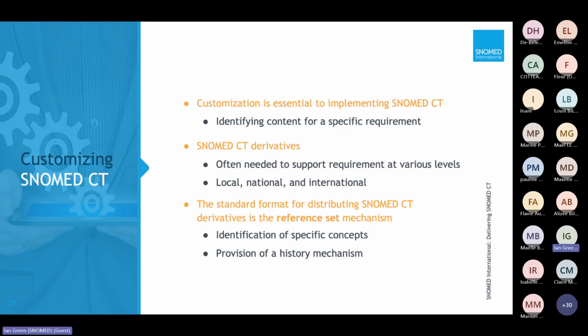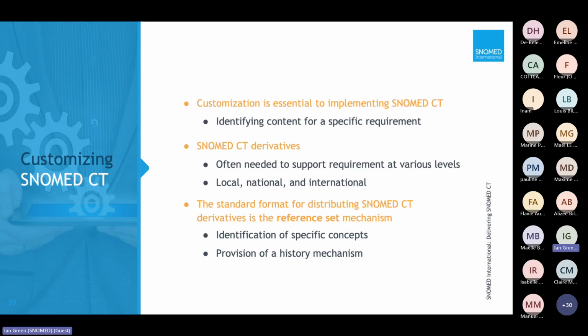So when you look at implementing SNOMED, the approach that most vendors will use, even if you're doing analytics more locally, is to identify a smaller subset of SNOMED concepts based on a particular use case. So it's identifying content that's for a specific requirement. Normally, if you want to create a subset, you have a clear reason why. There are a set of rules, and then you identify content and it goes into that subset.